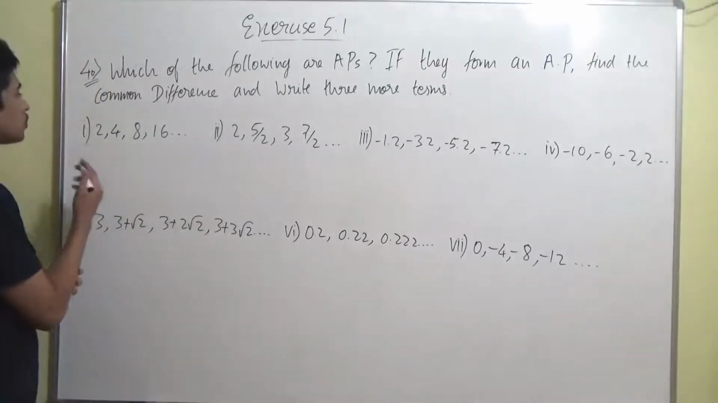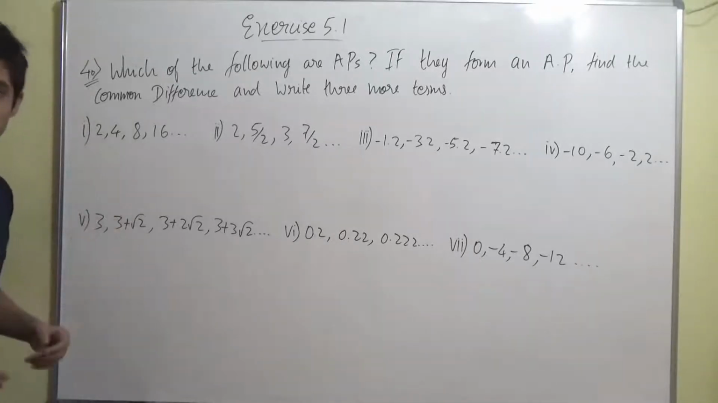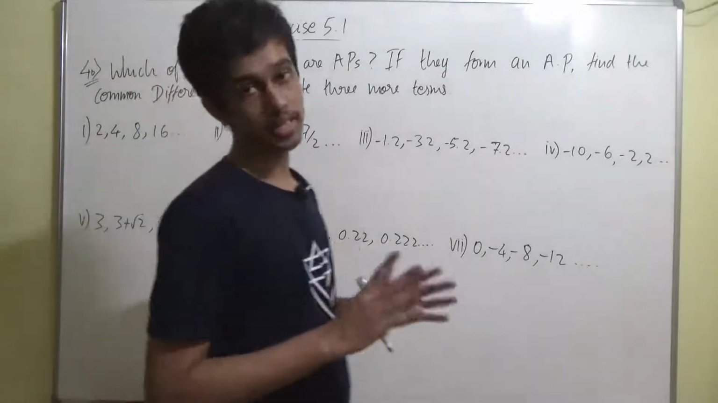If you see this, it's 2, 4, 8, 16. If you see the difference, guys, to be an AP, as I said to you, the difference should be constant, right?